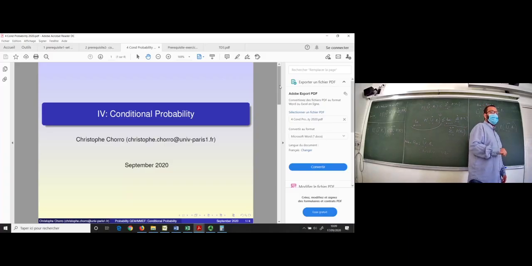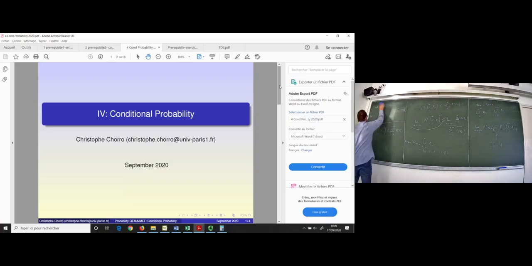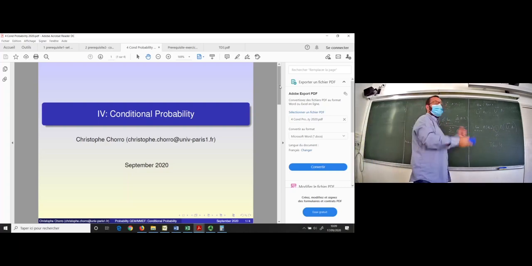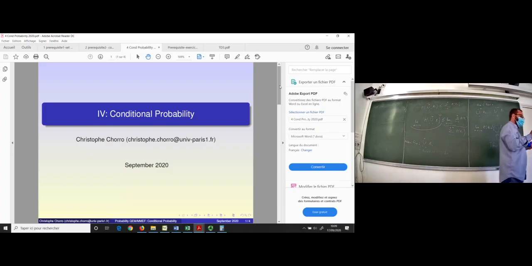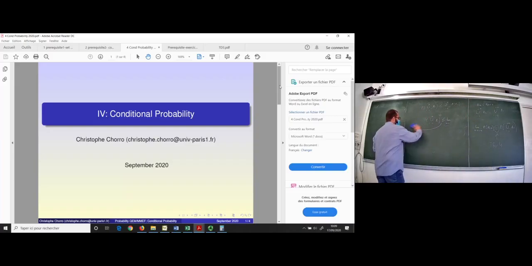No? I erase. So, to deal with conditional probability, once again, we are going to have, let's say, not a theorem, but a definition, okay? But I want to make the link between the definition and the intuition, what may happen in real life, okay? Because it's exactly what we can do when we speak about conditional probability.